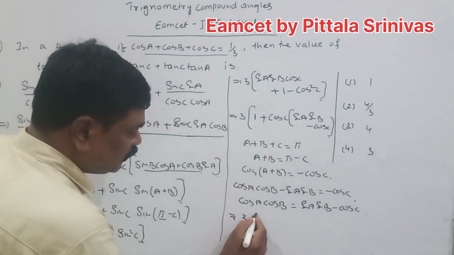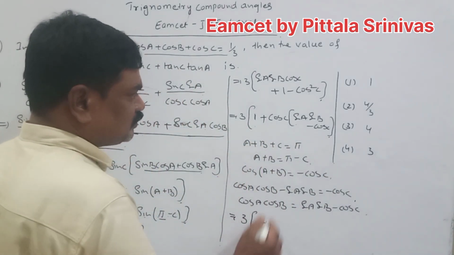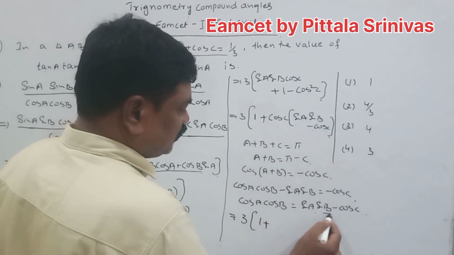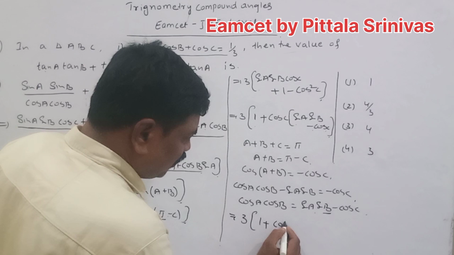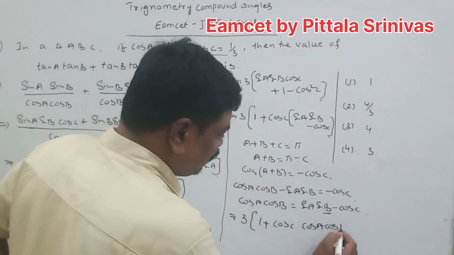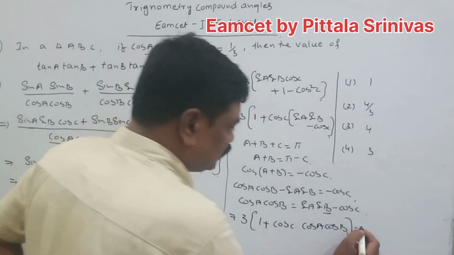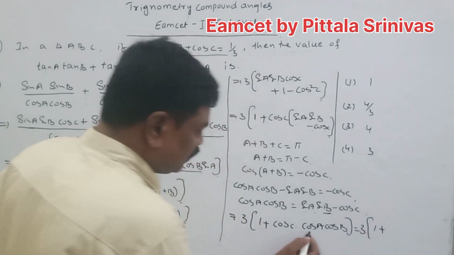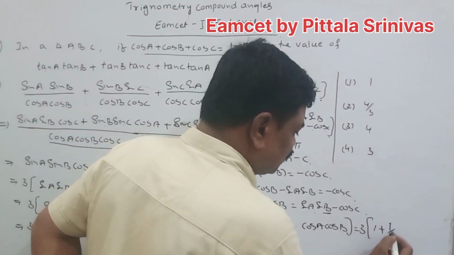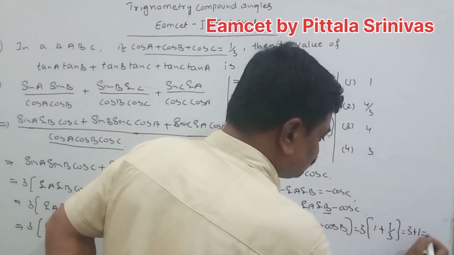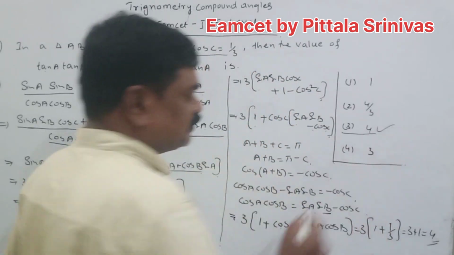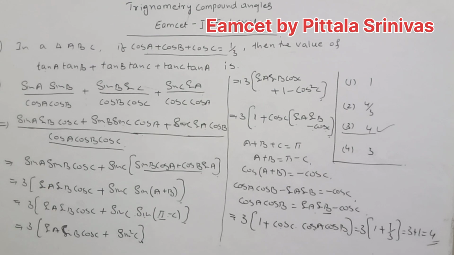Then we have 3 of 1 plus, here you observe, sin a sin b minus cos c. The value cos c is already there, and this is cos a cos b. So this is equal to 3 of 1 plus cos a cos b cos c, which is equal to 1 by 3, giving 3 plus 1 is equal to 4. So what is the option? Option 3 is the answer. Okay, all of you. That's all.